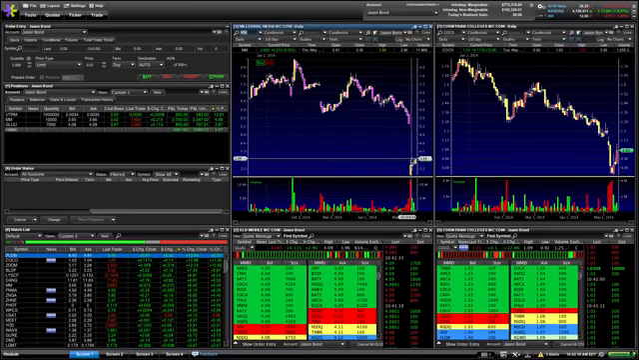Those are the types of catalysts that we look for here, and those are the types of things that move stocks, and that's how you make money. All right, take it easy, everybody. Again, Jason Bond from jasonbondpicks.com.